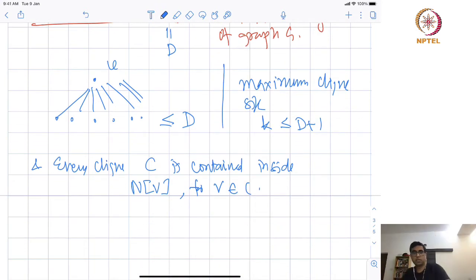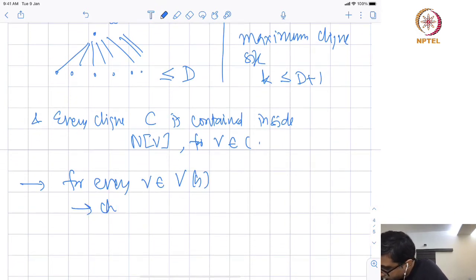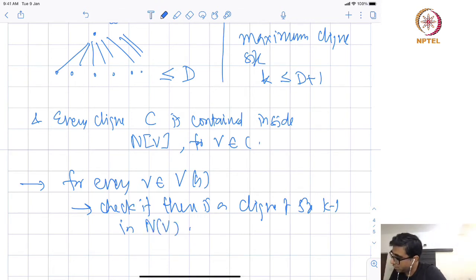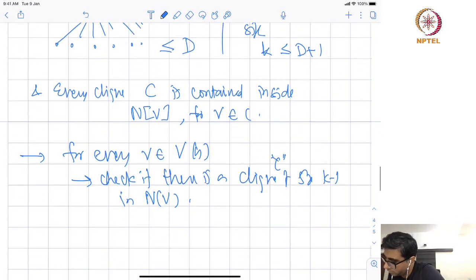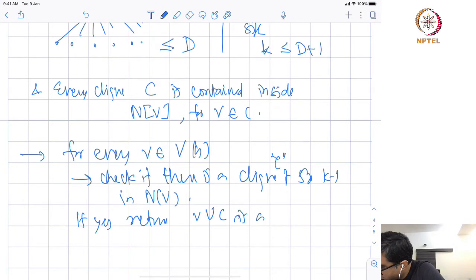So, now our algorithm is very simple. For every v in V of G, check if there is a clique C of size k minus 1 in the open neighborhood of v. If yes, return v union C as a clique of size k.